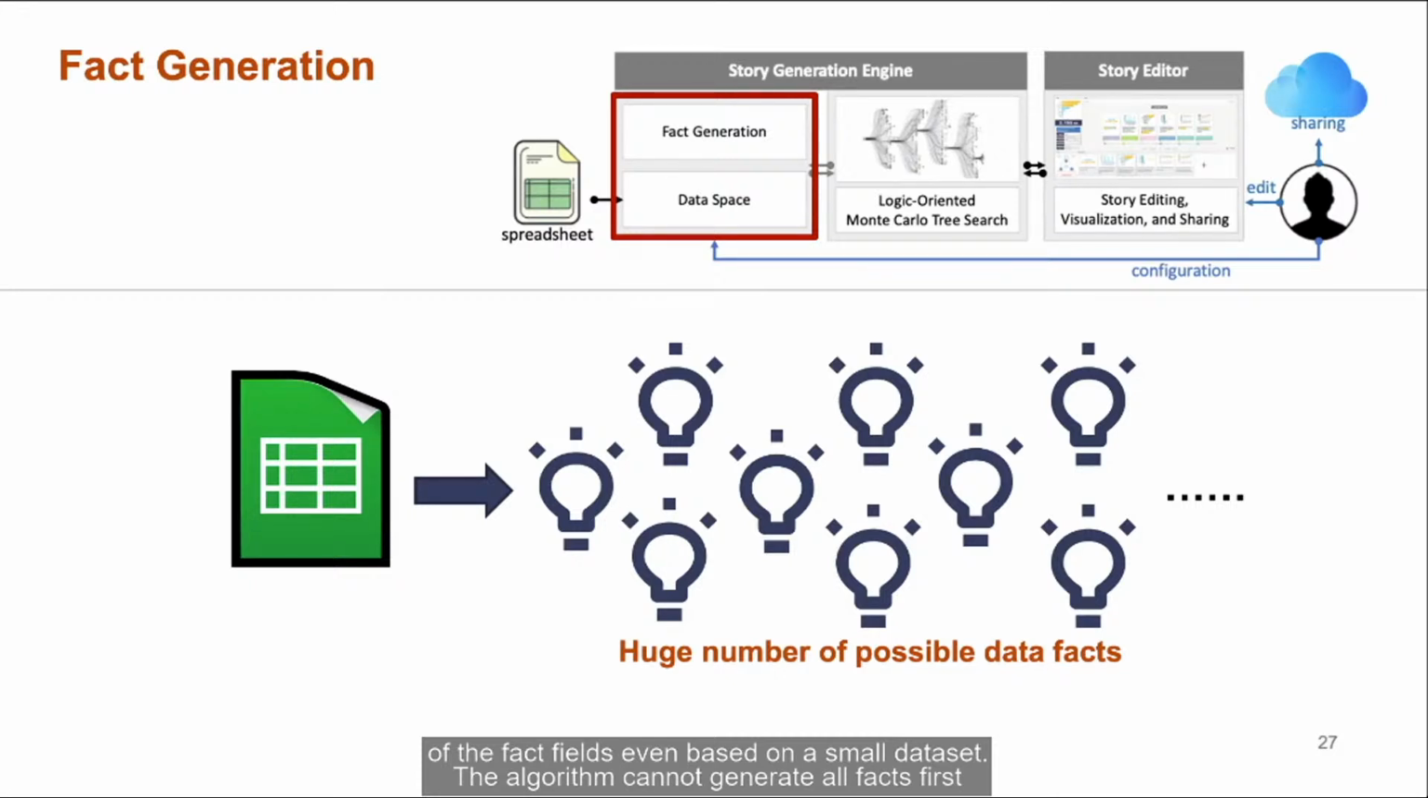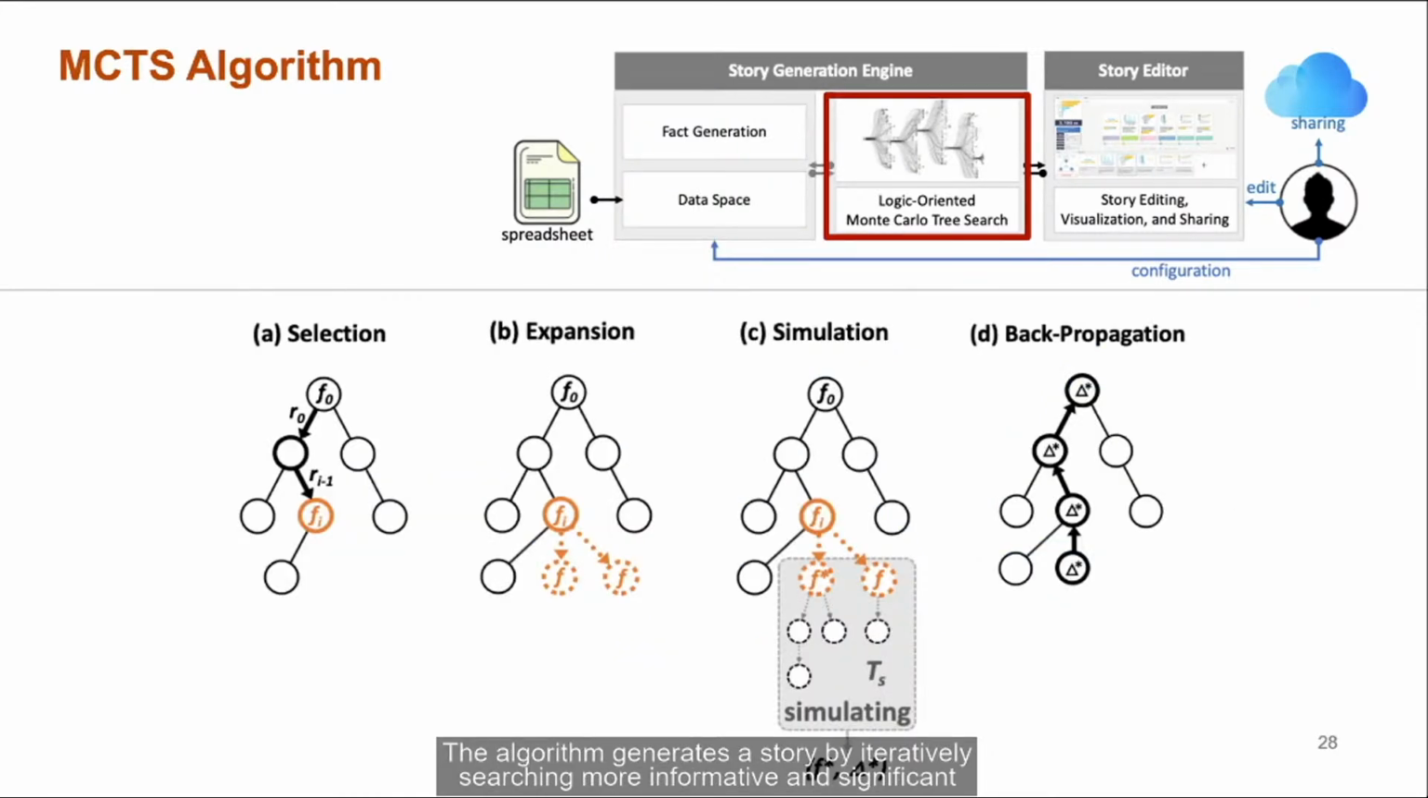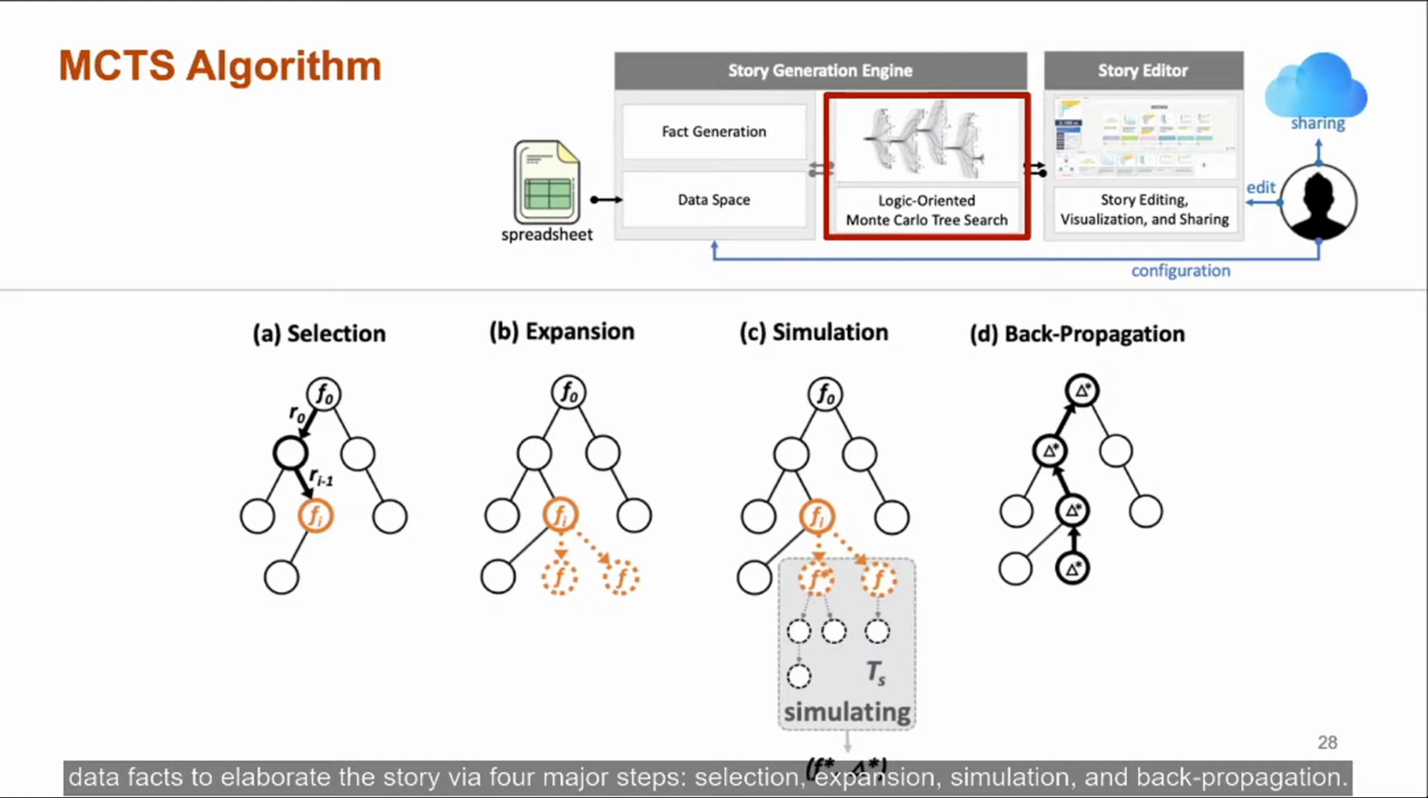The algorithm cannot generate all facts first and then pick up those important ones to build the story, as users cannot afford a long waiting time. We address this issue by introducing an efficient logic-oriented searching algorithm based on the Monte Carlo tree search. The algorithm generates a story by iteratively searching more informative and significant data facts to elaborate the story via 4 major steps: selection, expansion, simulation, and backpropagation.